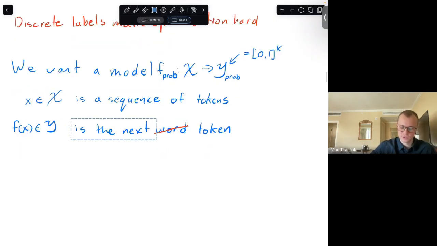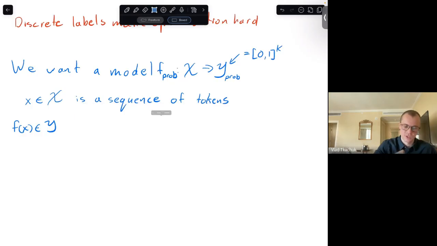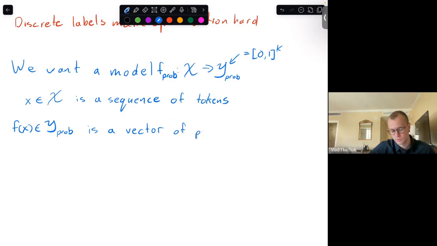But Y is no longer the next token. It's this probability vector, right? It's this k-dimensional vector, a vector of k probability values, k being the number of tokens. And now this is not f, but f prob. So you're going to learn this probability model.